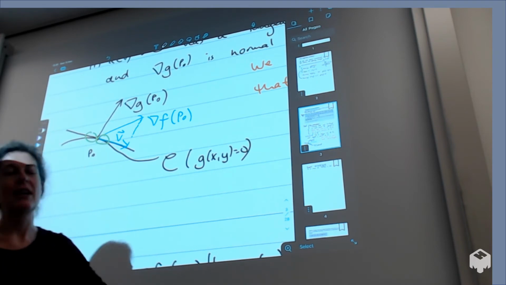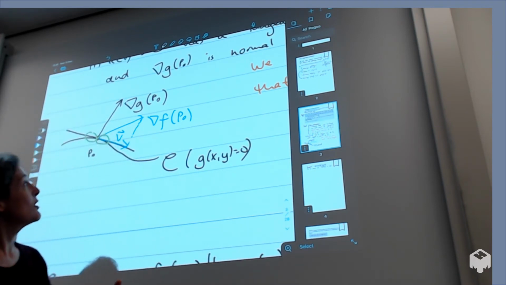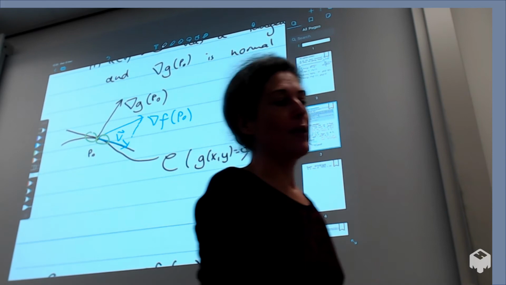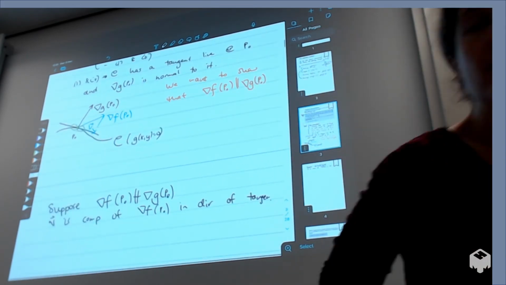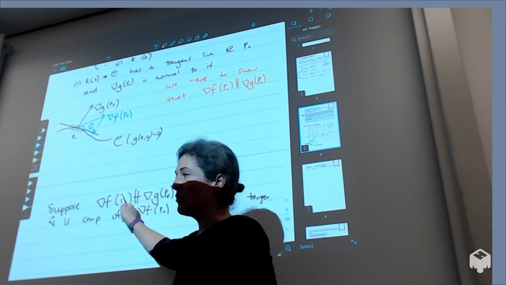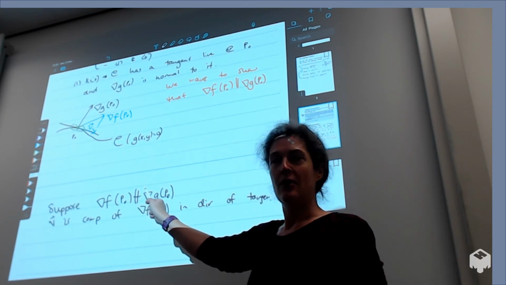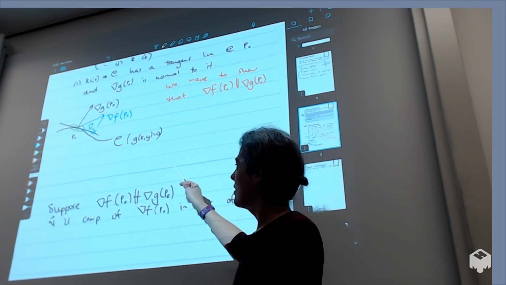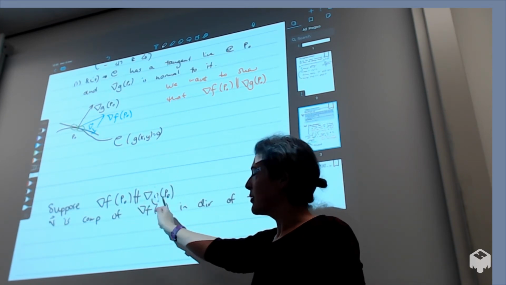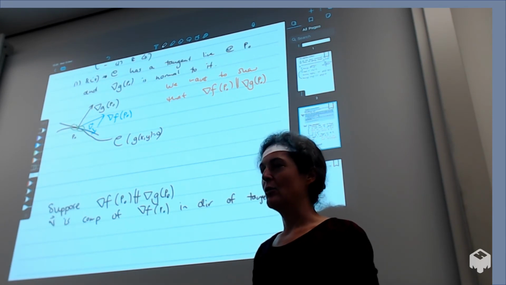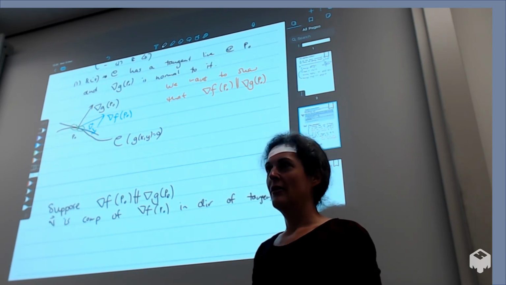Okay. And therefore, our original assumption that we made, which screwed everything up, was this assumption here. And therefore, del f, the gradient of f, must be parallel to the gradient of g. Okay, I'll write this up.